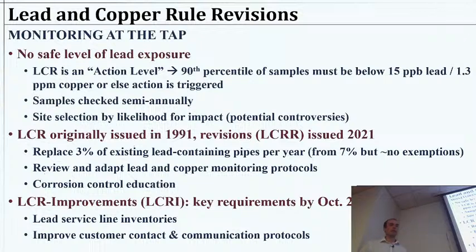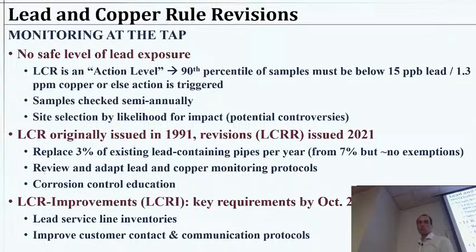Obviously, you could make bad choices there. You could make choices for bad reasons there. So that's a challenge, and maybe part of the challenge that they faced. So originally, the lead and copper rule was issued in 1991.